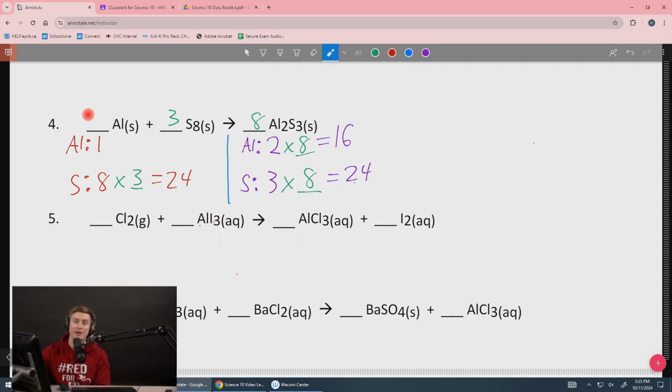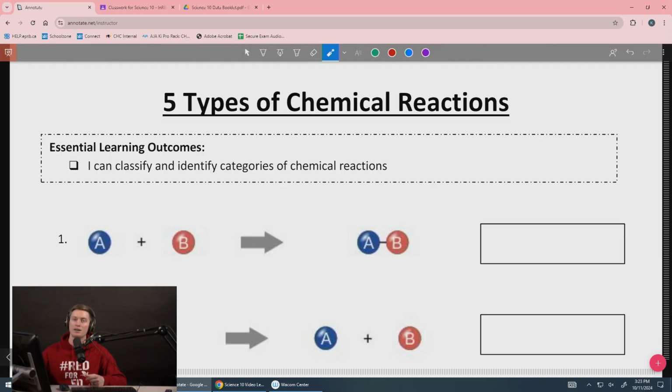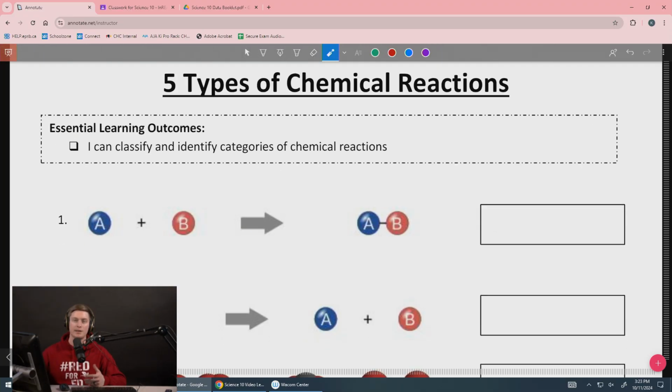Now I can revisit my aluminums that are by themselves, and I will find that I need 16, a coefficient of 16, in order to reach a balanced amount of aluminum. These are large coefficients compared to what I did on the previous practice, where 2 was the largest number. Sometimes it happens like that, especially in molecules that have a lot of a certain atom in them, like this sulfur molecule. Try the practice out, and in our next lesson, we'll talk through the 5 common types of chemical reactions and the 5 types that you will see in Science 10.